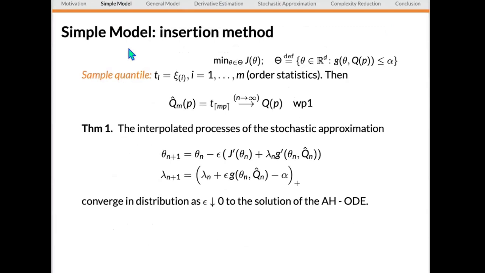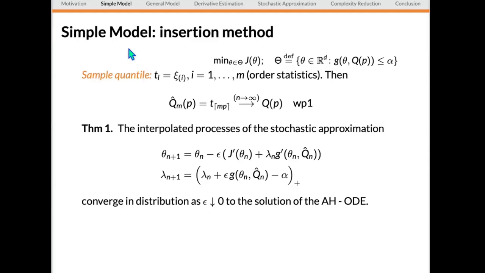Okay, so now we go into the simple model. In the simple model, remember that what we want to do is to solve this problem, minimize J given this constraint. We don't know Q of P, right? We don't know the quantile, but we have samples, CI. So what we do is order the samples and take like the 80% sample there. That will be what we call the sample quantile. Same thing as the sample distribution function.